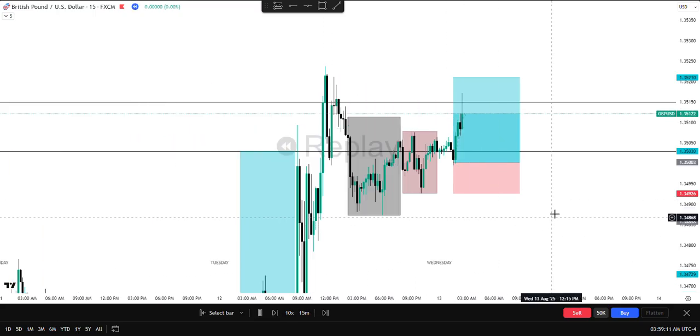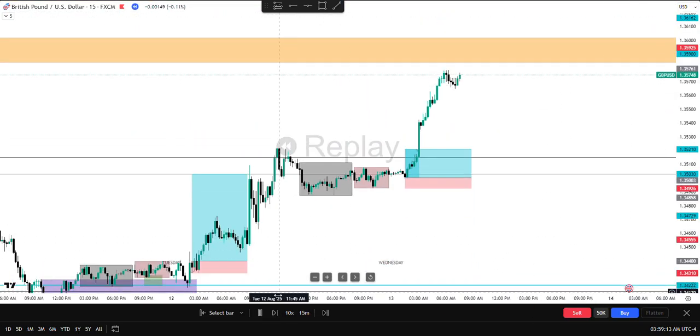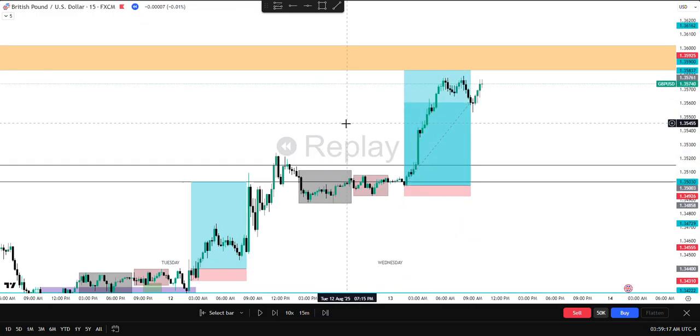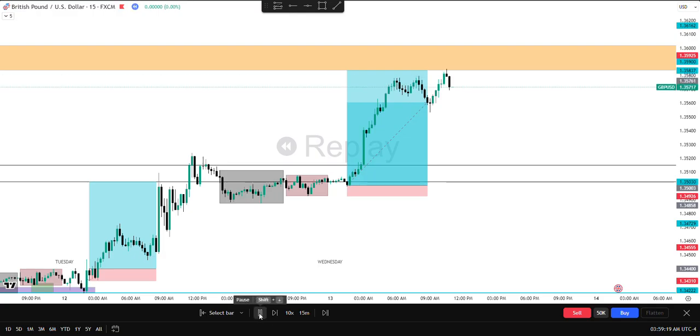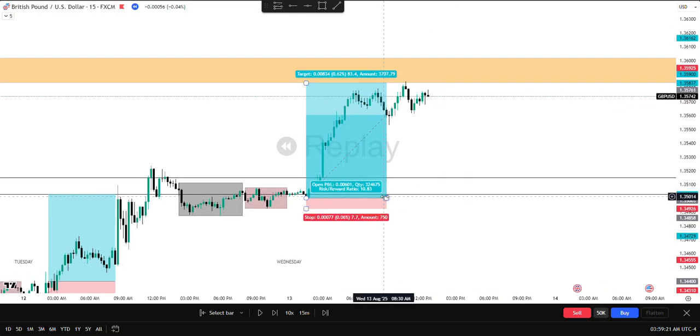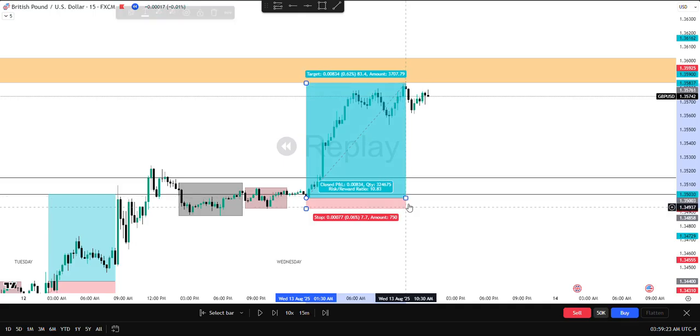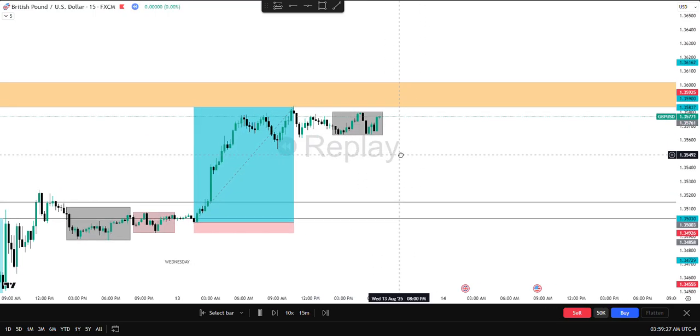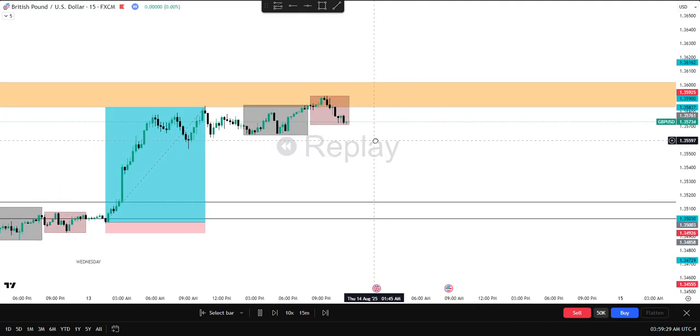And as you can see, it comes up and goes into an inversion, not inversion, a 4-hour fair value gap. And then we'll go over now. We are going into Thursday, which is today.